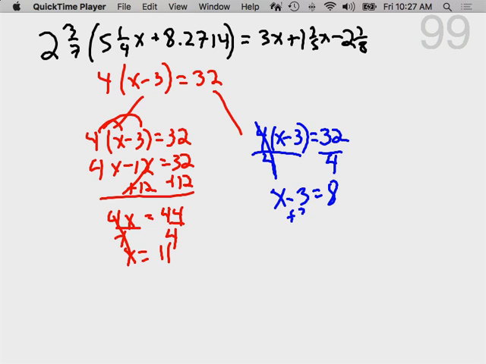Add 3 to both sides. Whoa. X is 11. Wow. Okay. So this is a little slicker, okay? A little bit slick here, little style points.